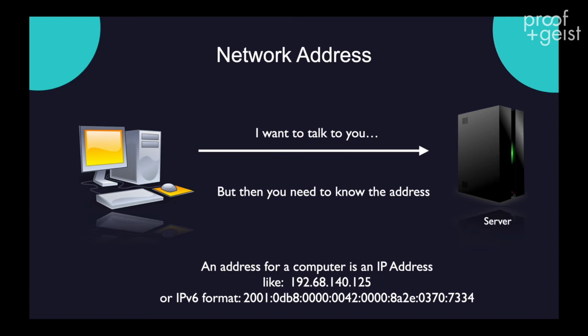For example, like the one shown here, 192.168.140.125. You can have almost 4.3 billion addresses in this format, which was so many more computers than they ever thought would be on the internet. The difference between IPv4 and IPv6 is that IPv4 is using 32 bits and IPv6 is using 128 bits, which gives so many addresses that I'm not able to tell the number. So this is the address that is needed in order for a computer to speak to another computer.